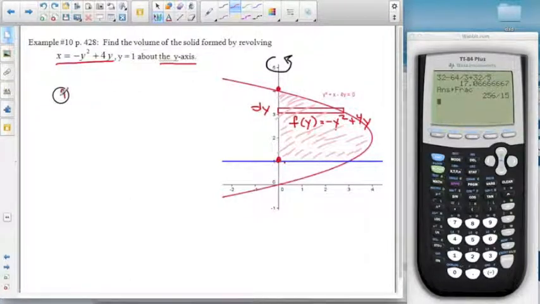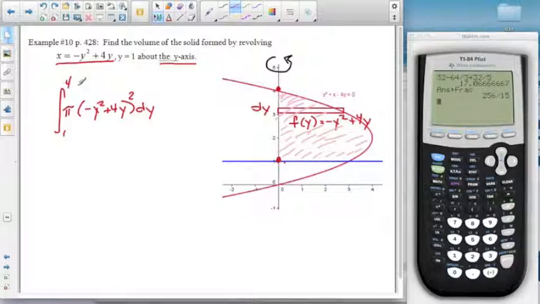So in this case, we're going to define our volume. We can use the expression in terms of y. So our radius of our disk here is minus y squared plus 4y. There's our radius. We have to square that because it's pi r squared. And then the thickness is our dy. And we're going to integrate that from 1 to 4.